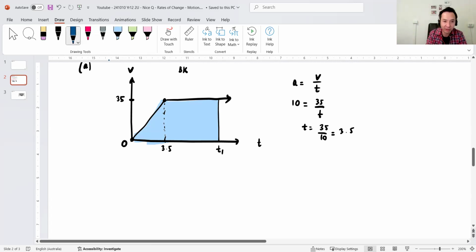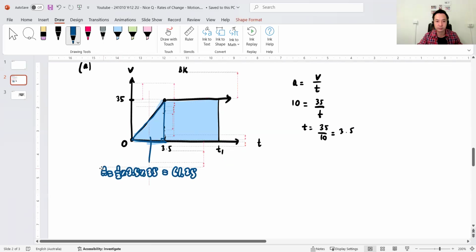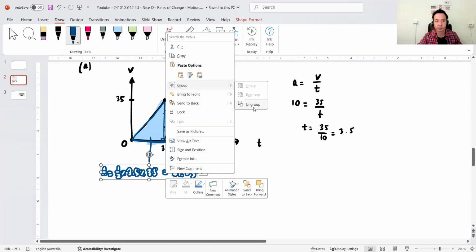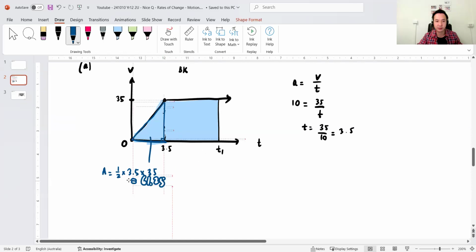Finding the area of this is pretty straightforward, because for this area here I can just use the area of a triangle, which is a half times base times height. If you punch it in the calculator, I think it's 61.25. That's pretty easy. Let me move that bit over and move this a bit down, just so I have a little bit of space to work with. So that's that area here, and then this rectangle.